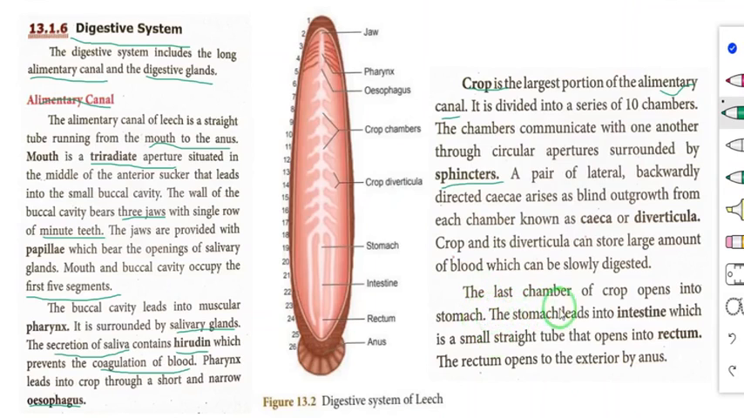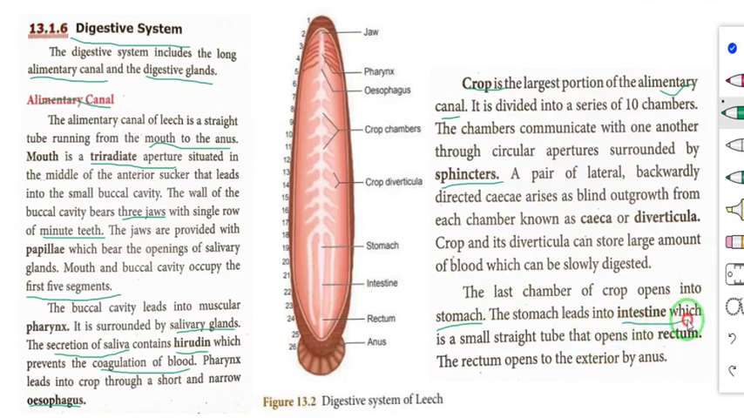The last chamber of the crop opens into the stomach. So the last chamber, this is the 10th chamber. Where does it open? It opens into the stomach region. The stomach leads into the intestine.